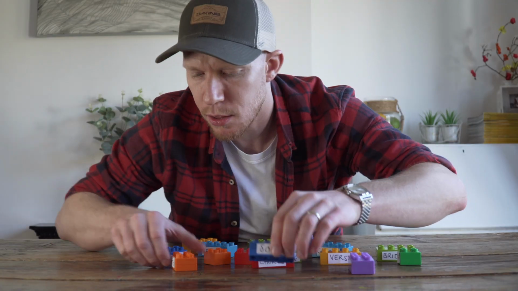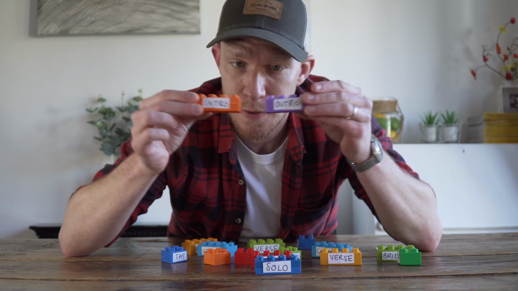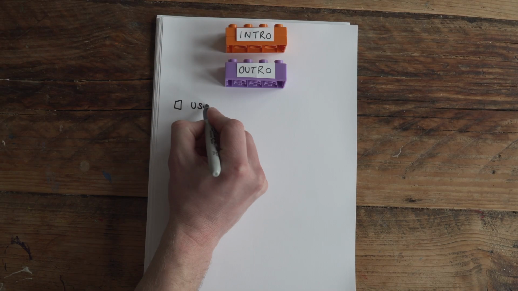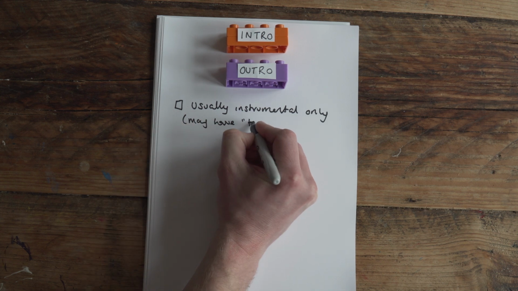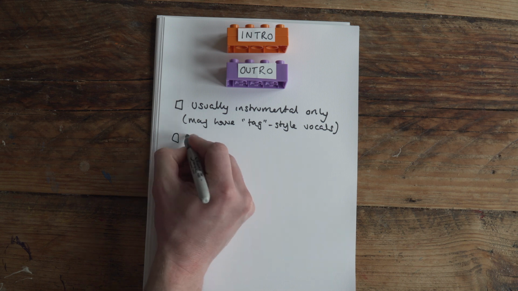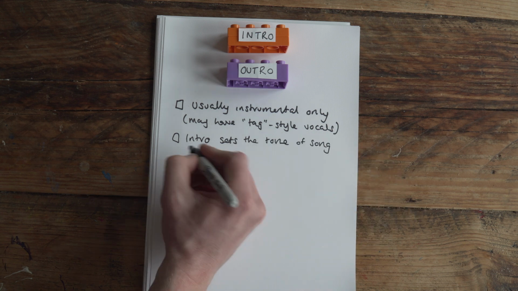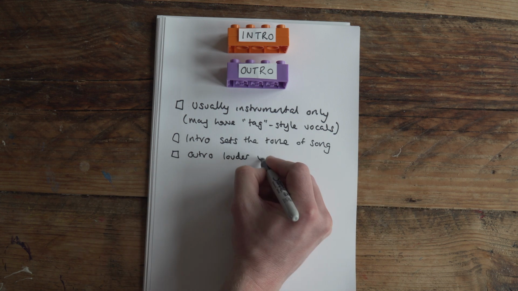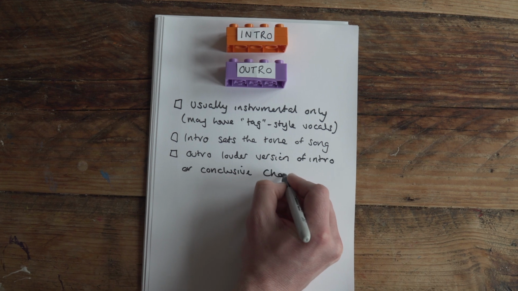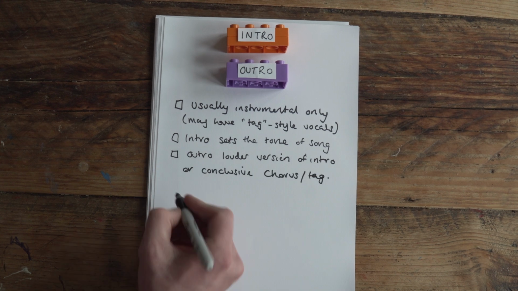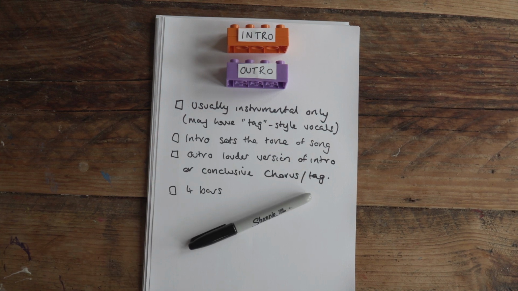And lastly, intros and outros. These are usually instrumental only, although in some cases, non-worded or simple vocals like the tag are used. The intro musically sets the tone of the song, and in most cases would just be the verse with no vocals. The outro might be the verse again without vocals, essentially a louder version of the intro, or might be a conclusive version of the chorus tag. 4 bars will probably do, unless you're going for a fade out, but don't go for a fade out.